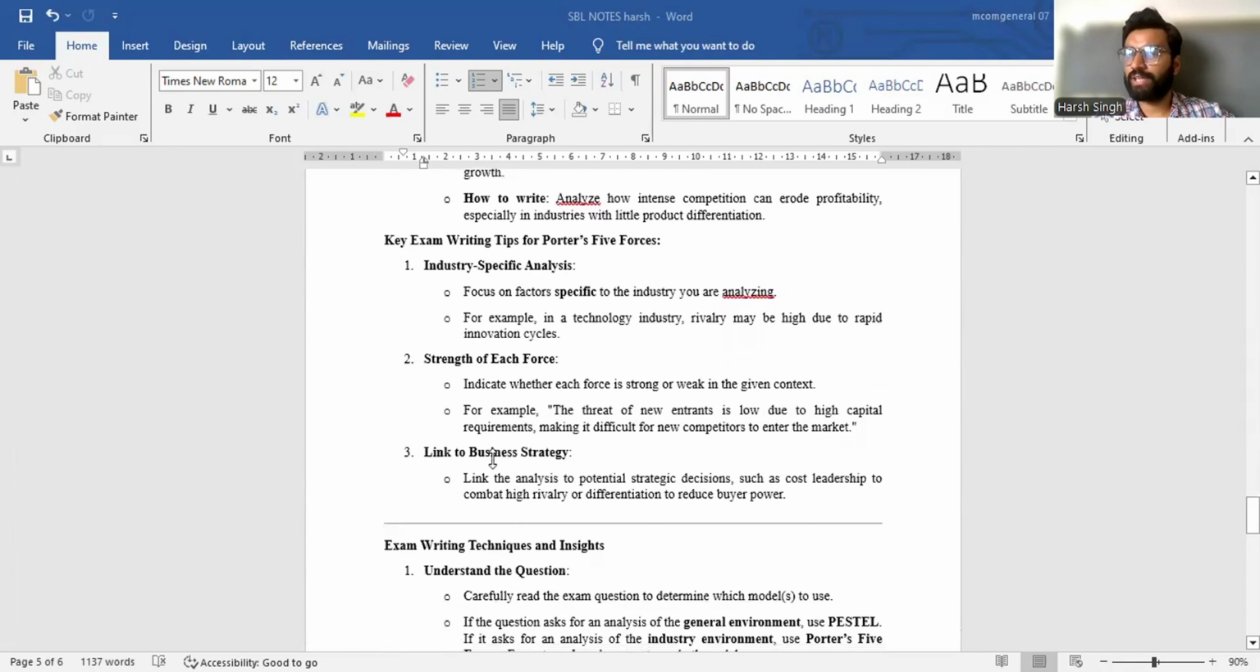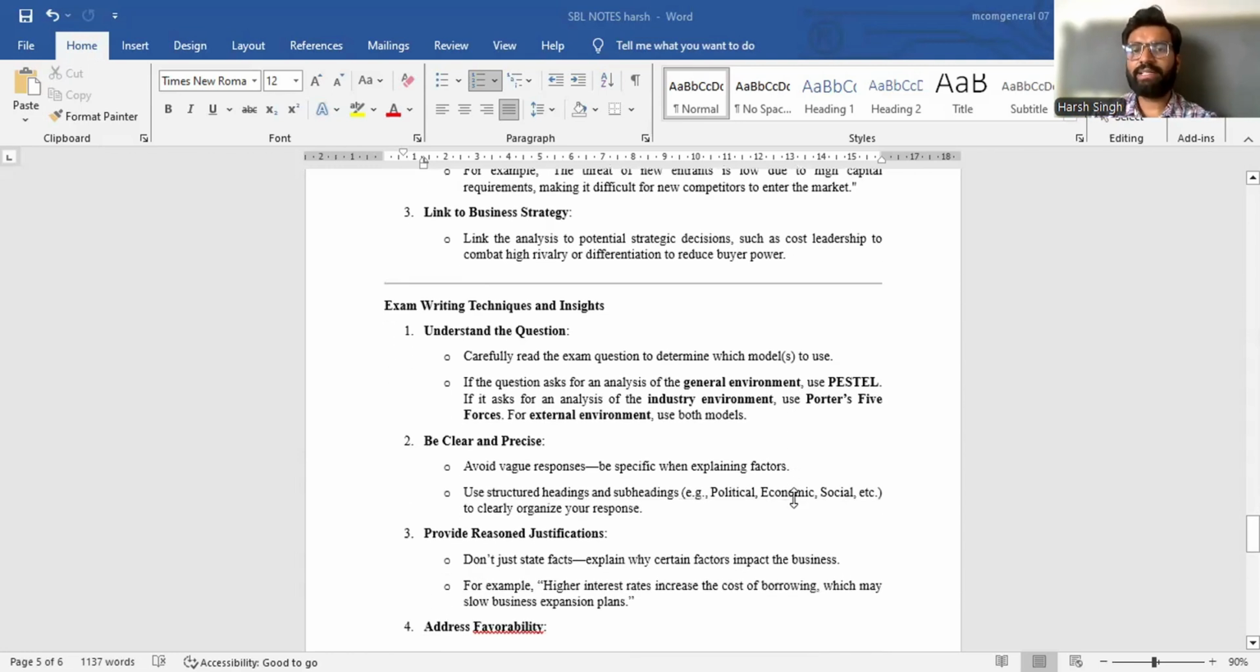Now, link to the business strategy. Link the analysis to potential strategic decisions such as cost leadership to combat high rivalry or differentiation to reduce buyer power. Okay, so you have to link two facts. You cannot write down just one thing and that's it. See, this is a professional paper. You have to write in a professional manner. If you just link certain things, it will improve your answer, everyone. If you link one or two statements, it will definitely improve the manner in which you are supposed to write.